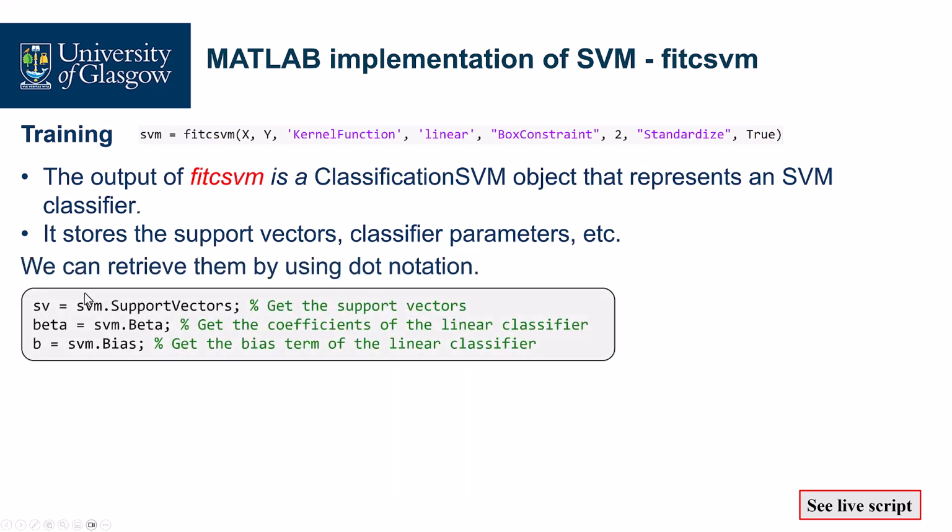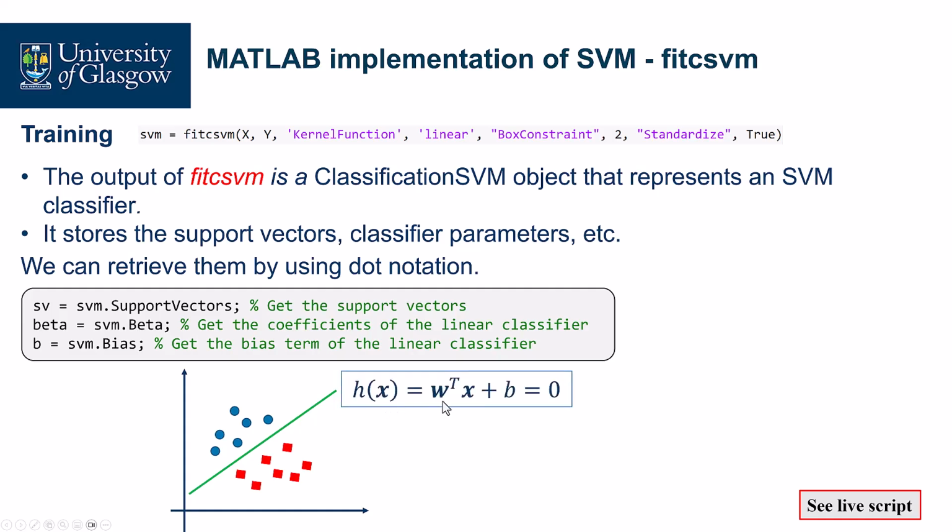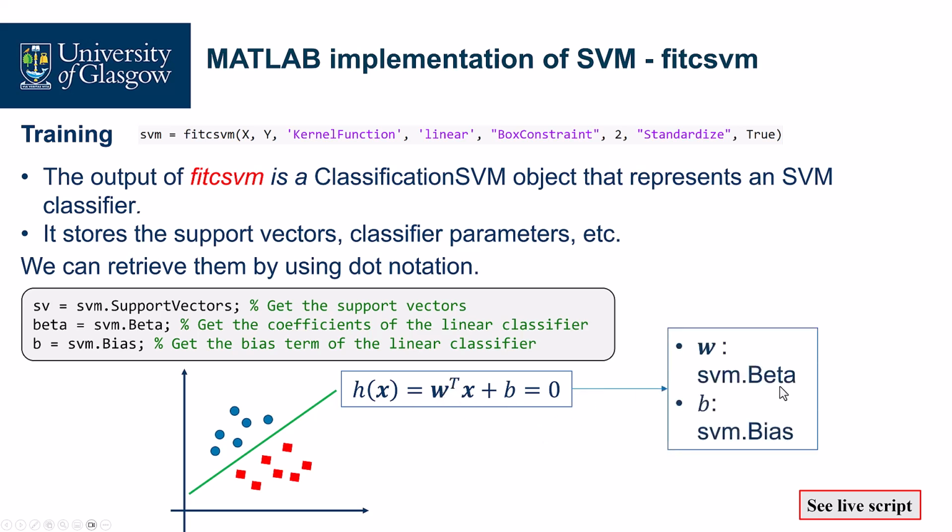For example, this is the object. I can say SVM dot SupportVectors, and it will tell me which are the support vectors. And SVM dot Beta will give me the coefficients of the linear classifier. This is the W, and this bias is the B. We classify these two classes, and the hyperplane is W transpose multiplied by X plus B equals 0, where W is the beta and B is the bias. So this is the fitcsvm input and output.